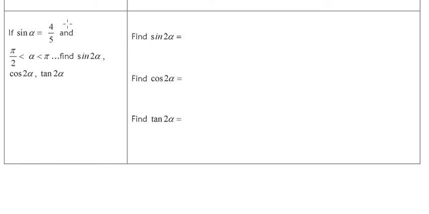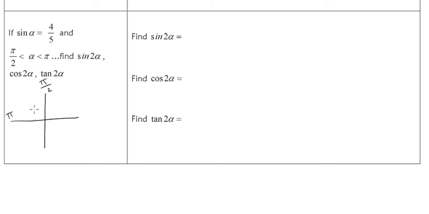So, let's first sketch this triangle, and hopefully this looks familiar. We did a problem pretty similar to this back in 10.1. Sine is 4/5, and we know that it's in the second quadrant, because here's pi over 2, and here's pi, and we're told that the angle alpha is in between those two.